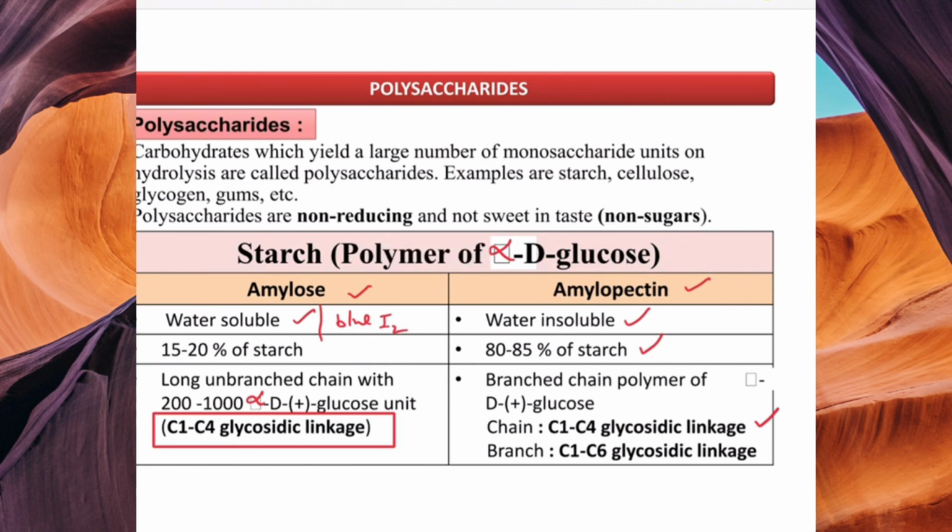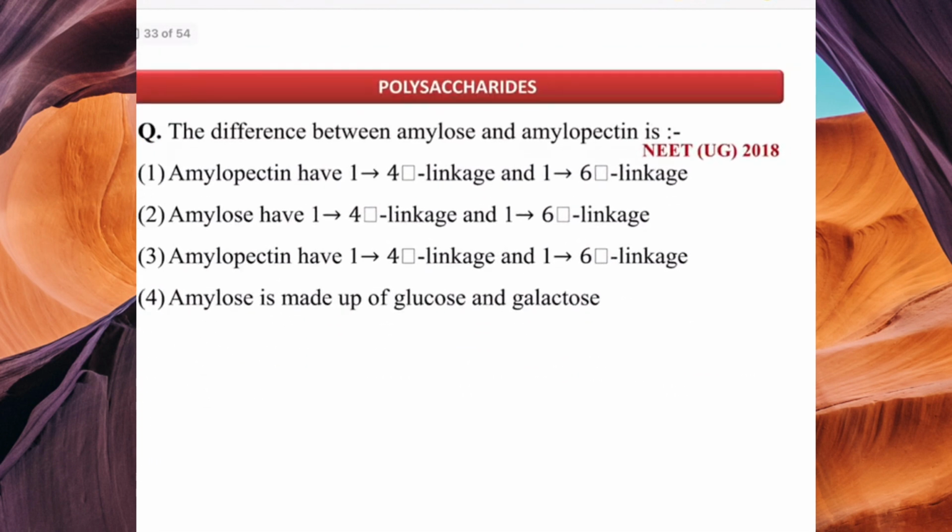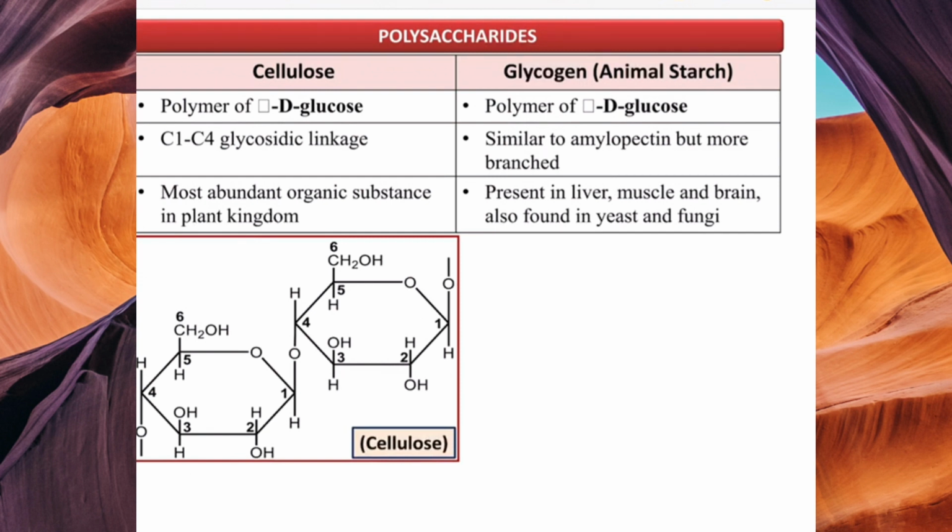This question was asked in NEET 2018. In amylose we have alpha linkage, while in amylopectin we have branches at C1 and C6. See the question, NEET 2018, the difference between amylose and amylopectin: amylopectin has 1,4 and 1,6 linkages, whereas amylose is made up of 1,4 linkages. Next one is cellulose. Cellulose is a polymer of beta D glucose with C1-C4 glycosidic linkages.